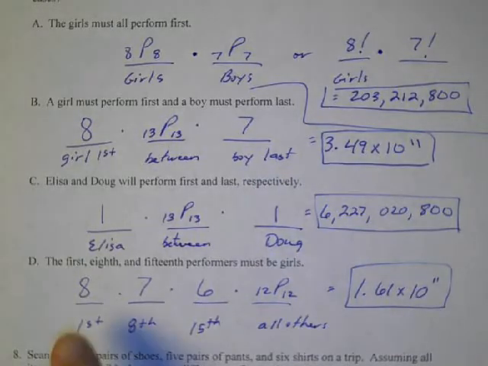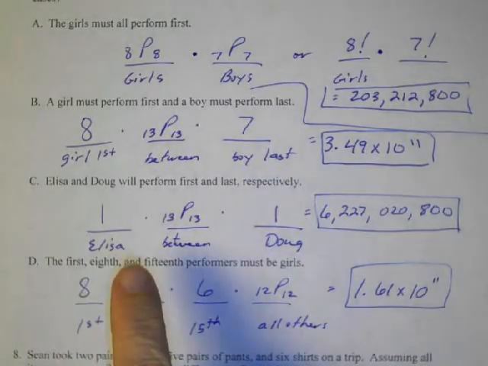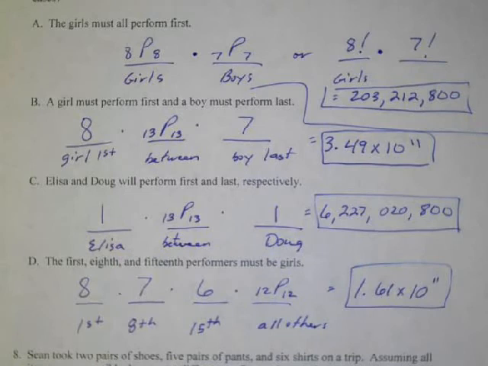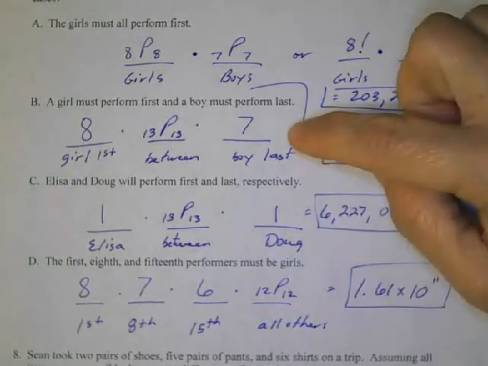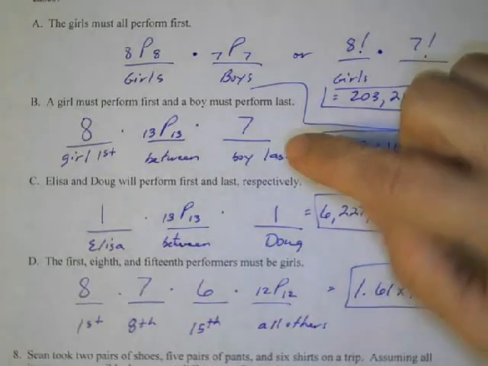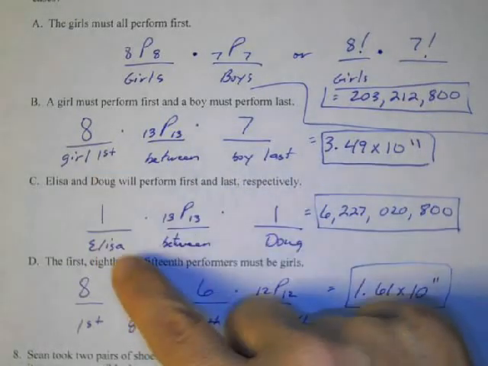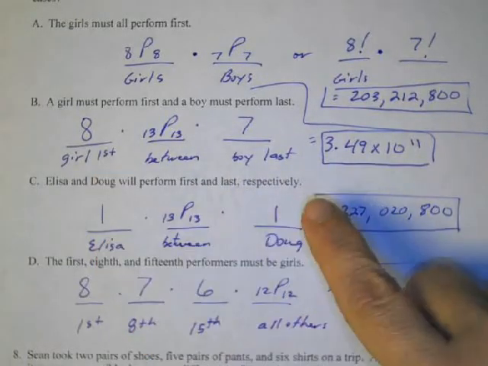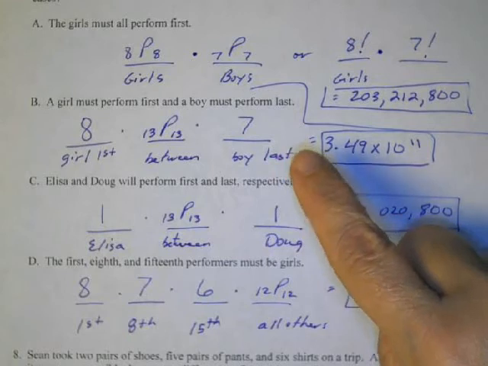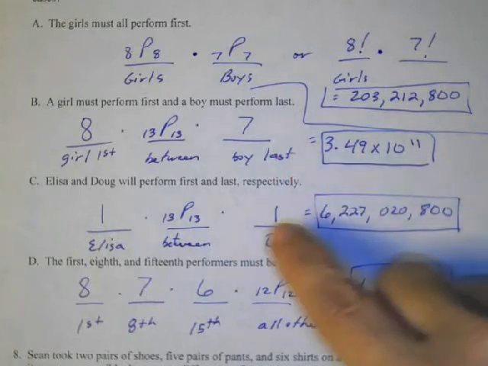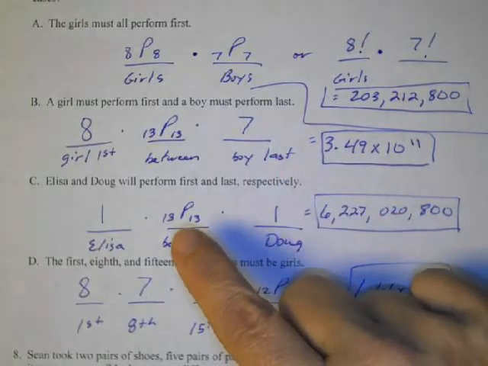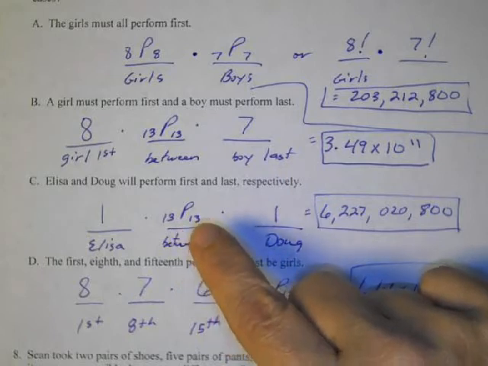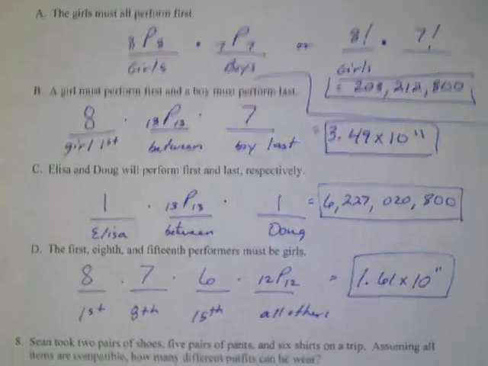Let's specifically say now that it's Elisa and Doug that must perform first and last respectively. So how's that change our work from B? Well, instead of any 8 girls going first, now there's only 1. And instead of 7 boys going last, there's only 1. There are still 13 people in the middle that must all be assigned order.